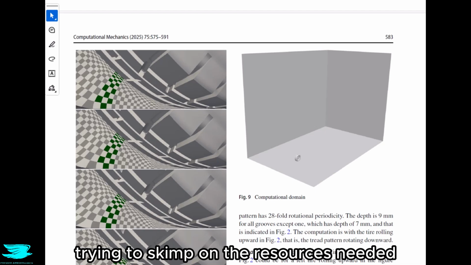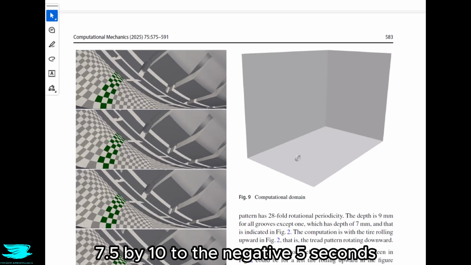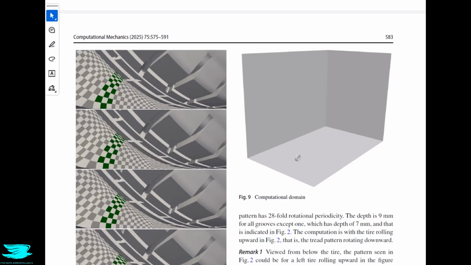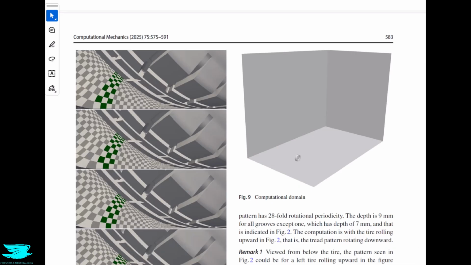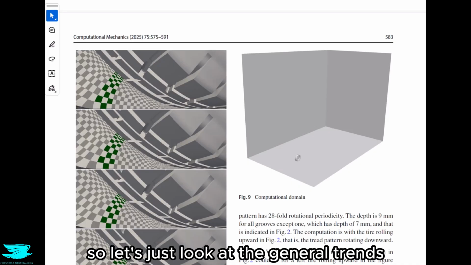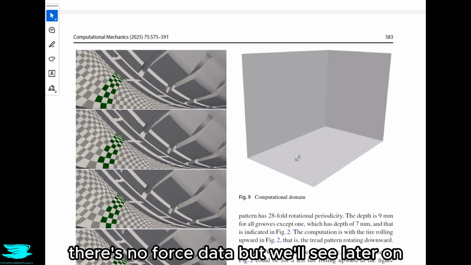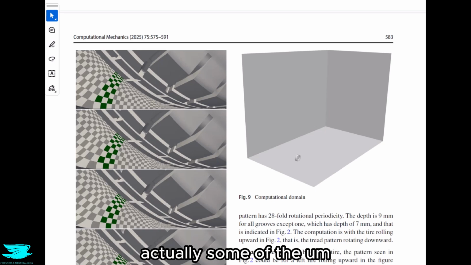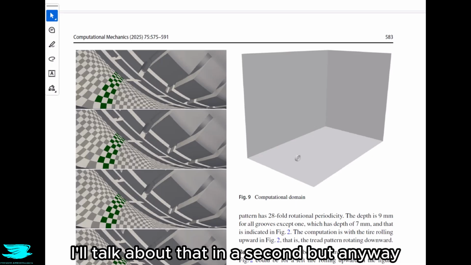And I'm quite certain that they're not trying to skimp on the resources needed, because they say that the time step they used was 7.5 by 10 to the negative 5 seconds, which is a very typical time step used in automotive simulations. It's just that it's so computationally expensive that 650,000 cells is the likely upper limit that they could use here. So let's just keep in mind that the results are unvalidated. Let's just look at the general trends, which is actually what they gave too. There's no force data. But we'll see later on that some of the general trends agree with some force data that I've taken in the past. I'll talk about that in a second.